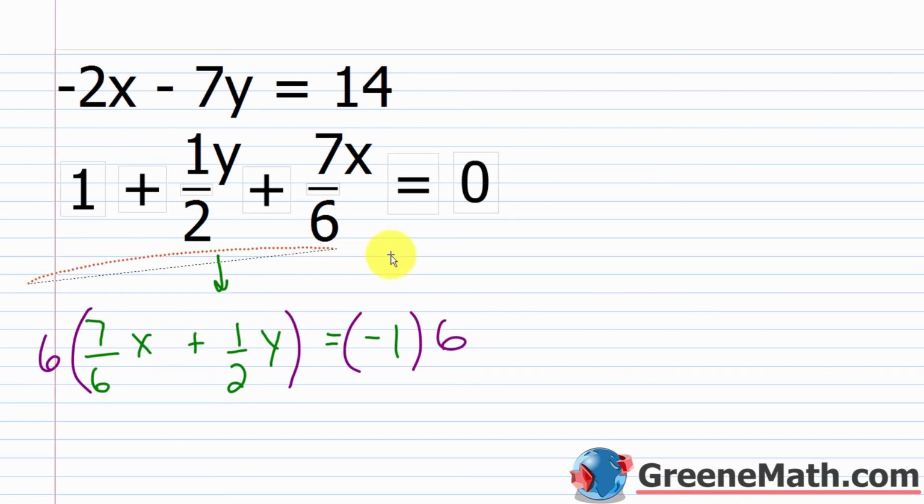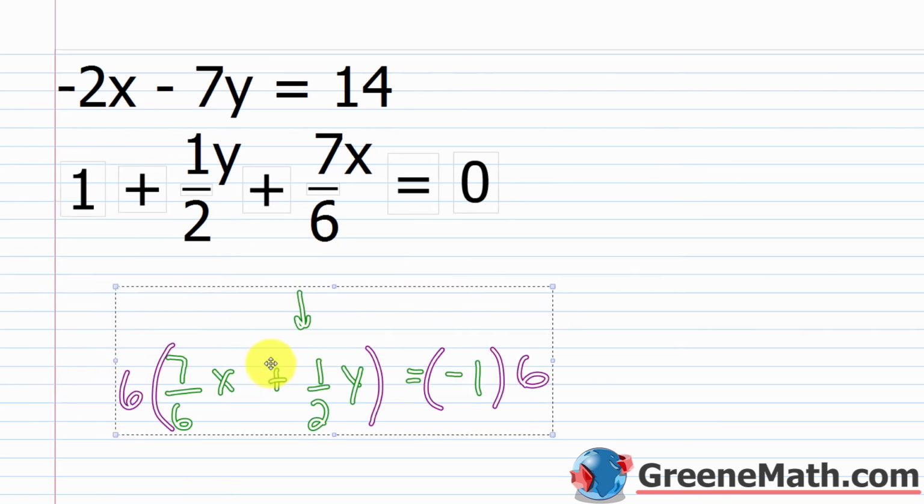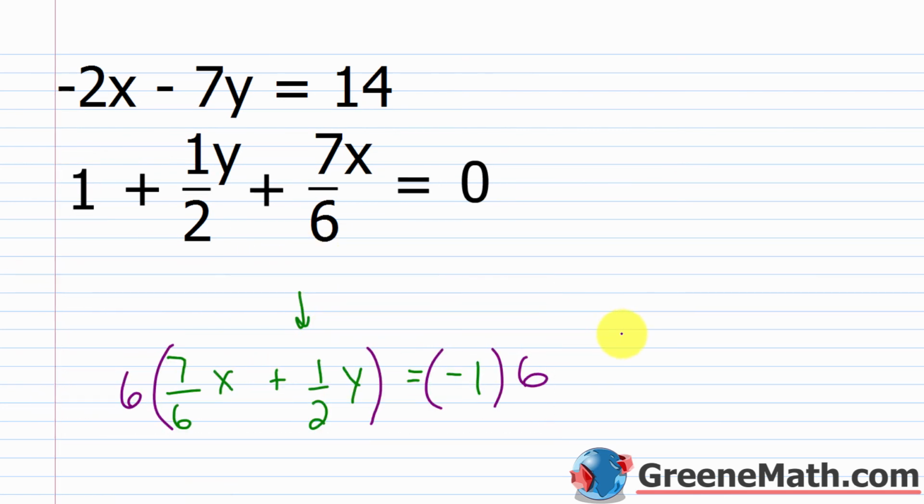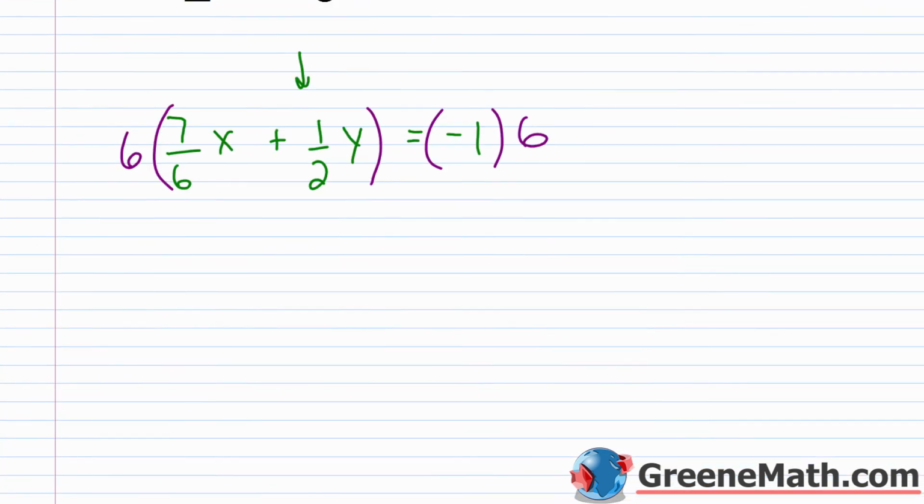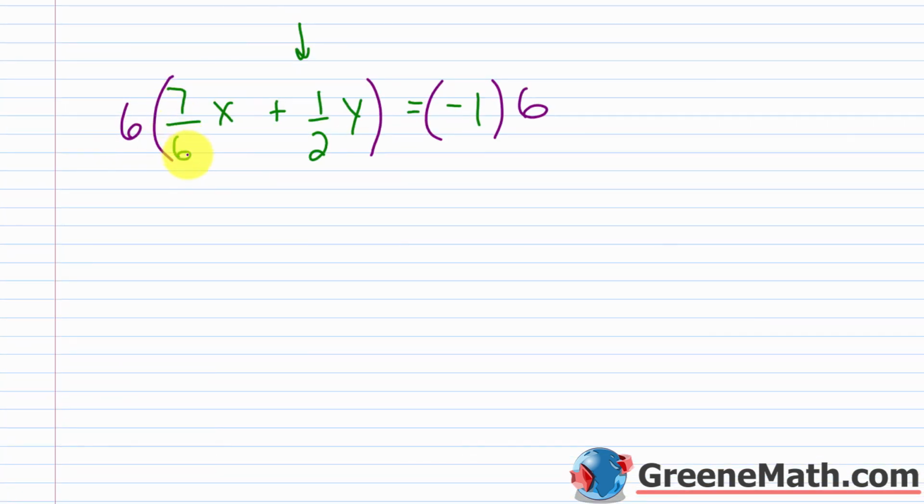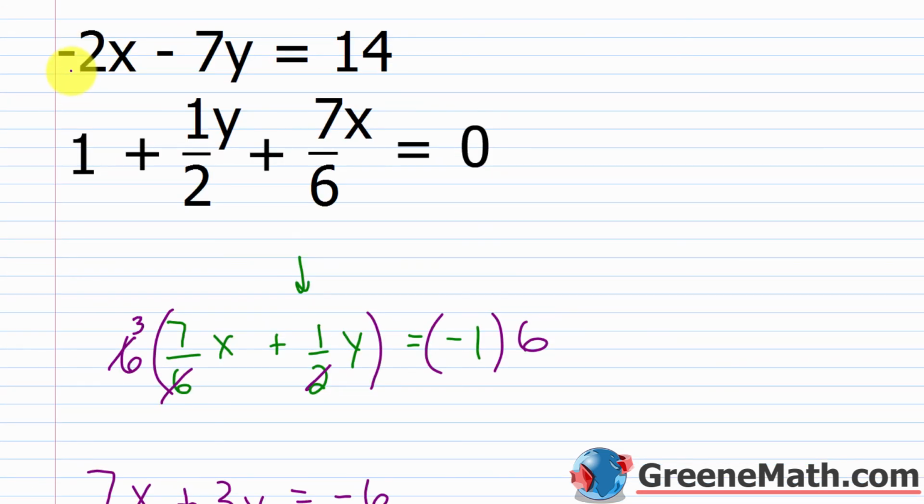Let me scooch this over a little bit and scroll down. So 6 times 7x, the 6's would cancel, I'd have 7x. And then when I multiply 6 times 1/2, the 6 would cancel with the 2 and give me a 3. 3 times 1 is 3, so I'd have plus 3y. And this is equal to negative 1 times 6, or negative 6. So I have 7x plus 3y equals negative 6. And then my other equation again is negative 2x minus 7y equals 14.